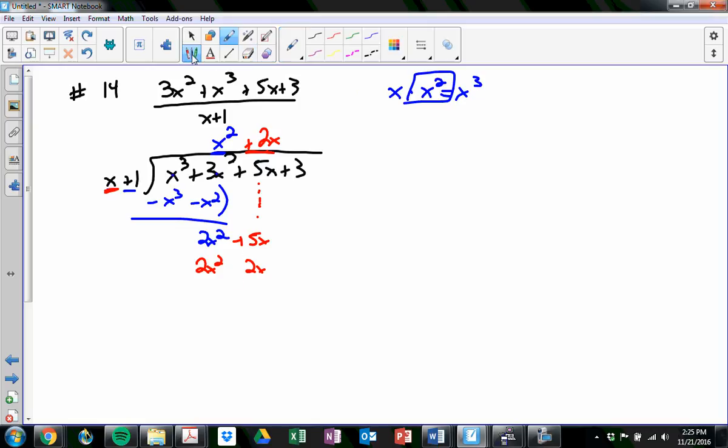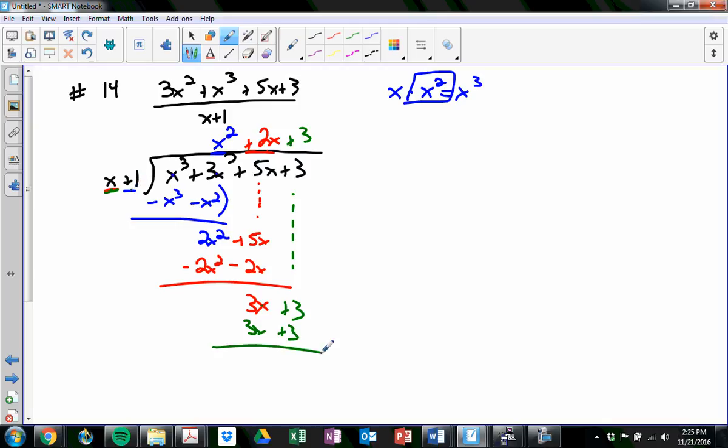So these signs switch. This becomes a minus, this becomes a minus. When I put these together, this becomes 0. That's the point. It's gone. Here I have 3x. Good. I'll drop down one more. I get a plus 3. X goes into 3x 3 times. So 3 times x is 3x. I just did this 3 times this x to get 3x. And 3 times 1 is 3.